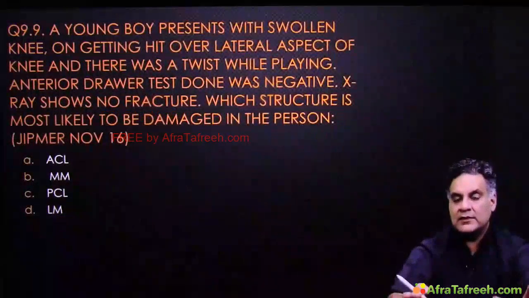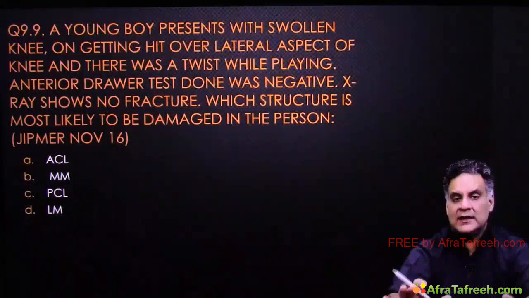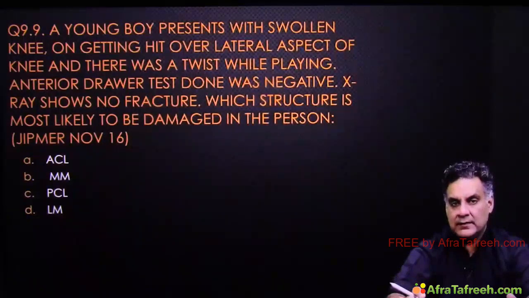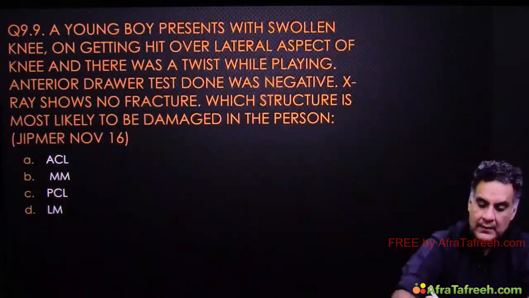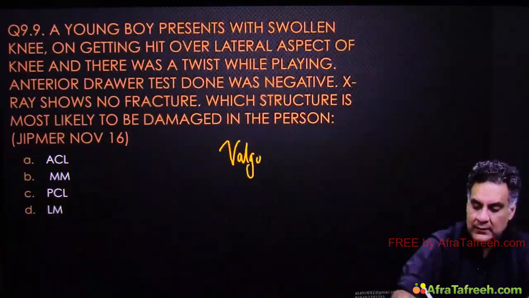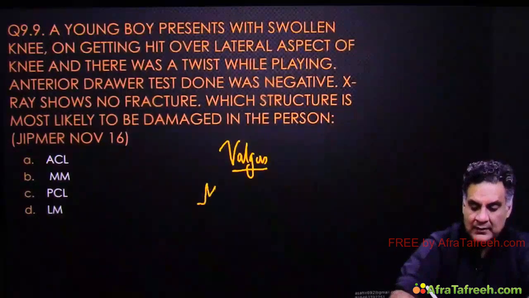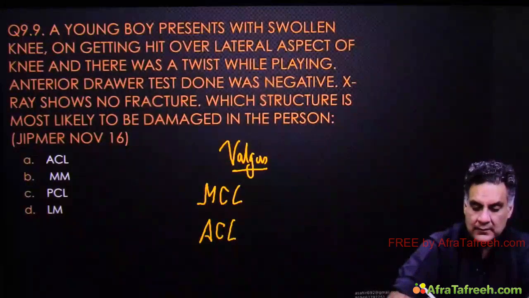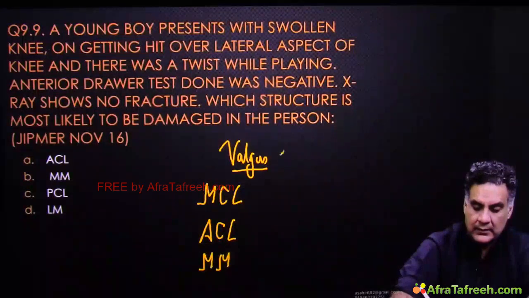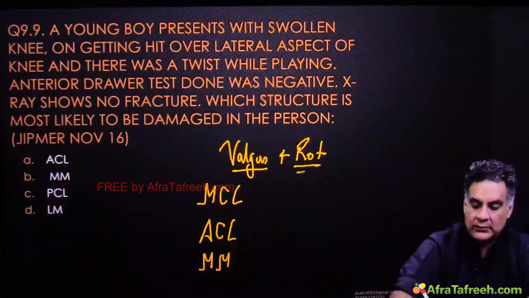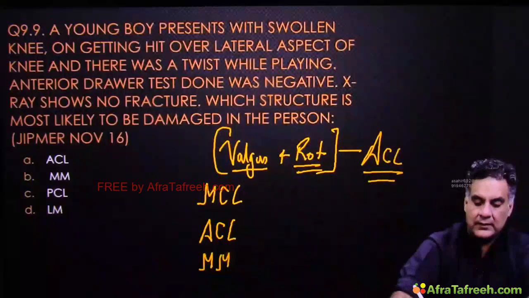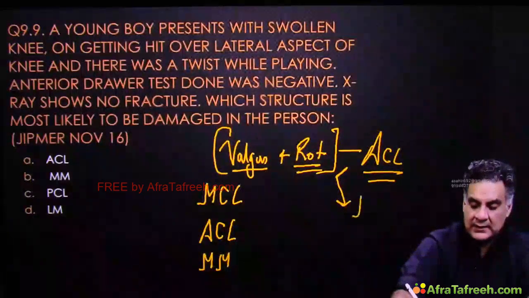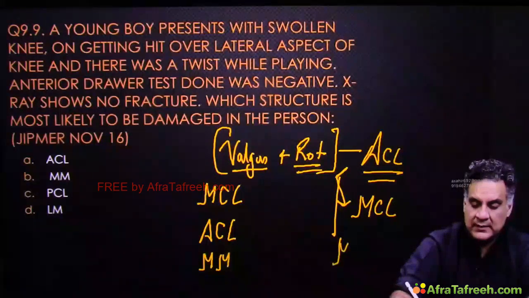A young boy presents with a swollen knee, after getting a hit over the lateral aspect of the knee while playing. Anterior drawer test was negative. X-ray shows no fracture. Which structure is damaged? Remember, in a valgus force, which is given here, the important structures which can be damaged are the medial collateral ligament, anterior cruciate ligament, medial meniscus. So valgus plus rotation: when both are given, the first thing is ACL. Apart from that, the second thing is medial collateral ligament. Third is medial meniscus if the combined forces are given.